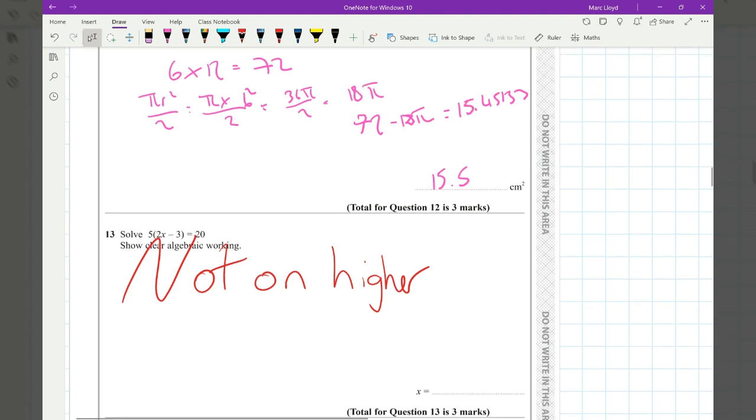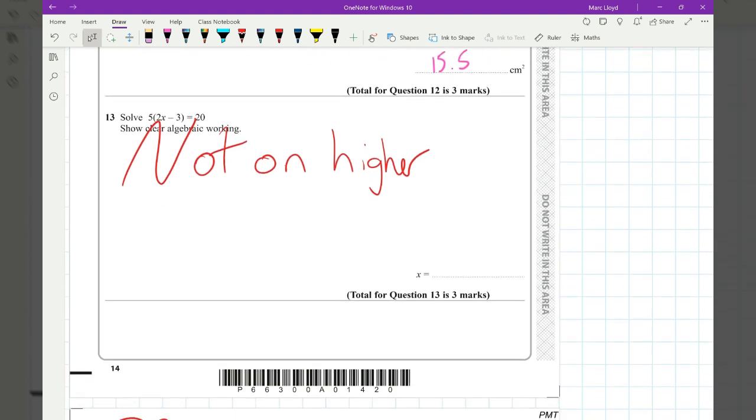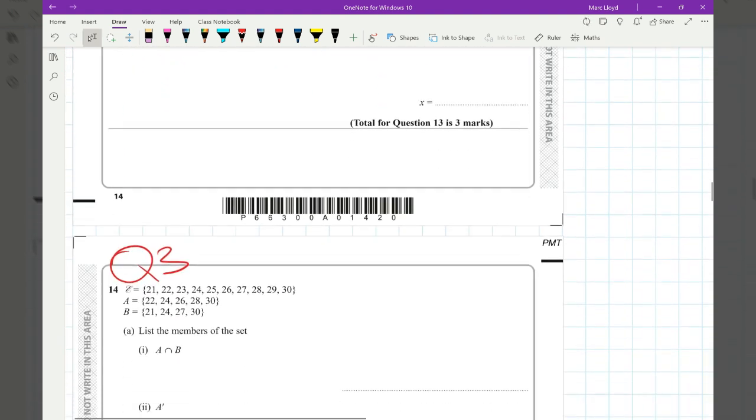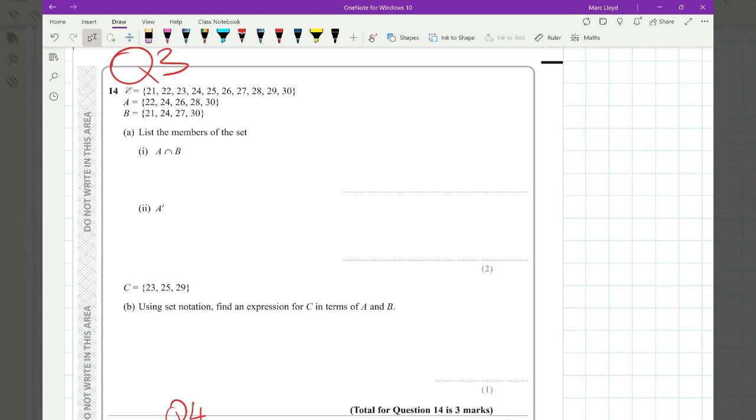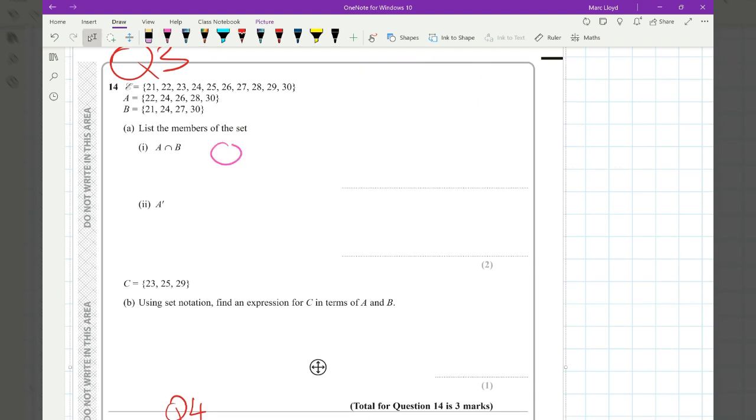Okay, now this is an odd one. Question 3. That is not on the higher, so we're not going to go through that one. But this one is, and I've seen a few of these in the past few papers that I've done. So list all the numbers in the set A in section B. So that is in the middle of the Venn diagram.